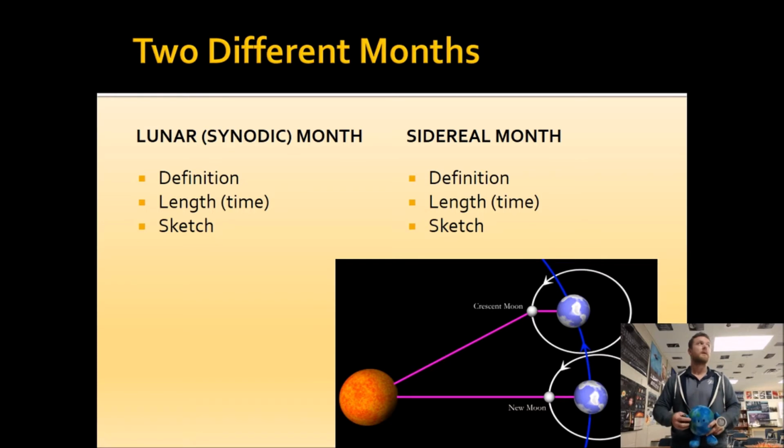There's 2 types. You're going to make another T-chart in your science journal. You're going to need a definition, you're going to need a length, and you're going to need a sketch. The 2 types of month are a lunar month and a sidereal month. The sidereal month, again, has to do with a full 360-degree rotation. The lunar month has to do with the sun. So it has a nickname, also the synodic month. And synodic means that it has to do with the sun.